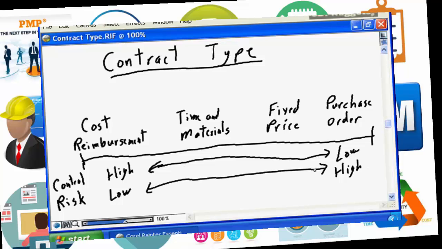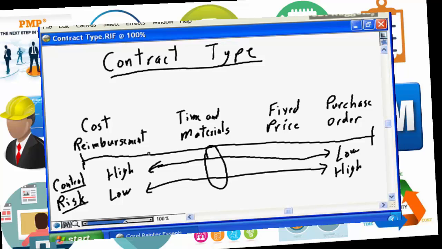So therefore, it's important as part of your purchasing process to determine what level of control you require over the process, what level of risk you're willing to accept as part of the procurement process, and then pick where in the spectrum your purchasing requirements will be best satisfied.